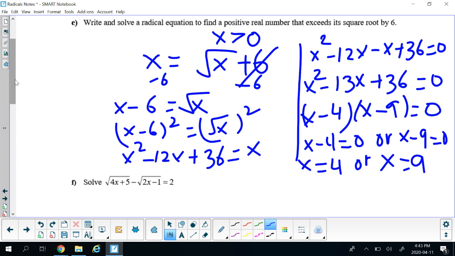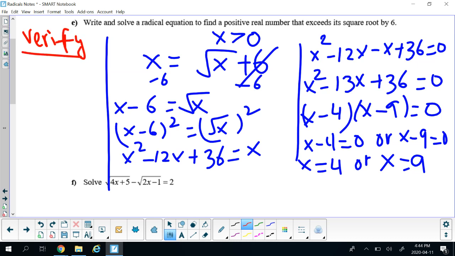There are two solutions. One is 4, the other one is 9, but we need to verify these two solutions, okay? So we need to see if there is an extraneous root, right? So to verify this, we're going to take the value of x and then plug it in the original equation, okay? So our original equation is this here, x equal to square root of x plus 6. Let's take our x equal to 4 first, and then check if left side is equal to right side.